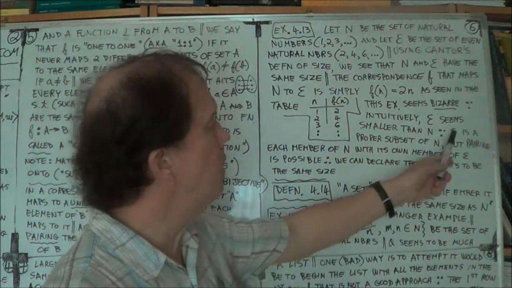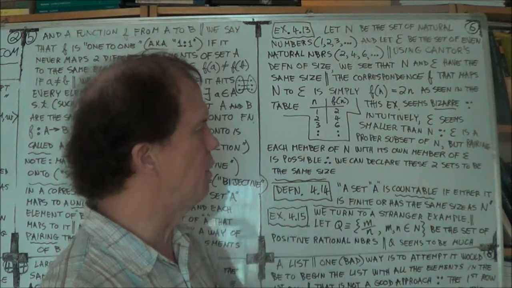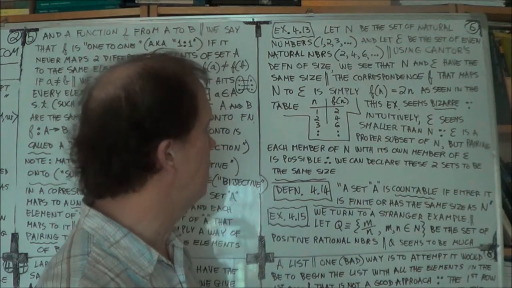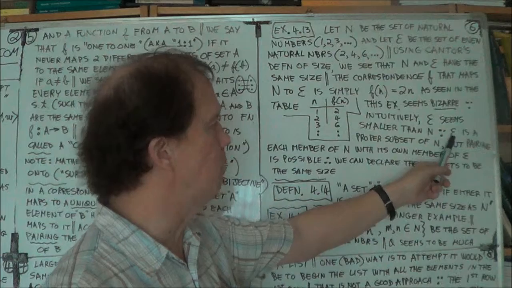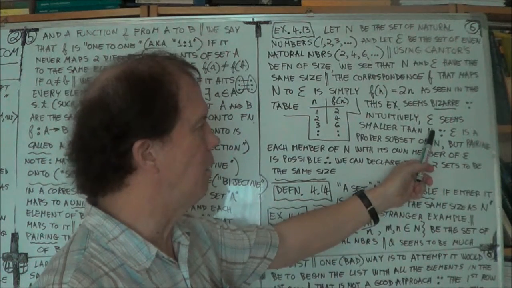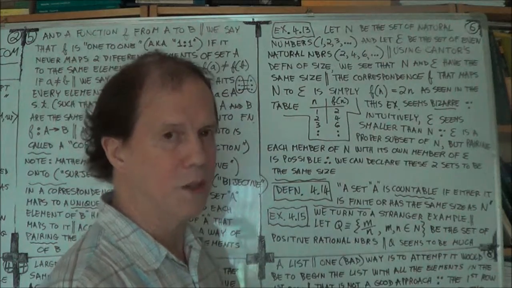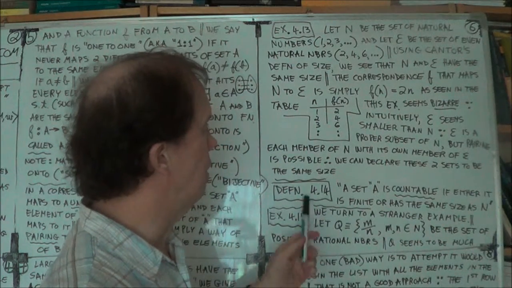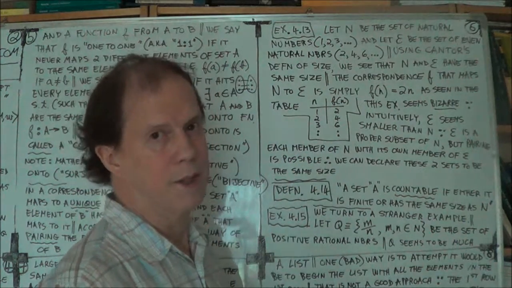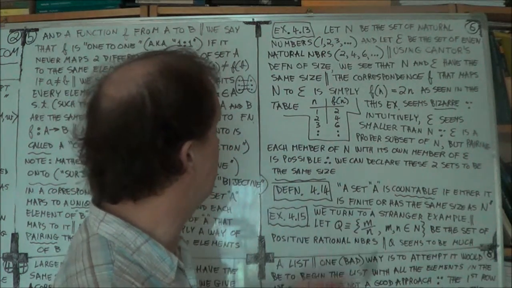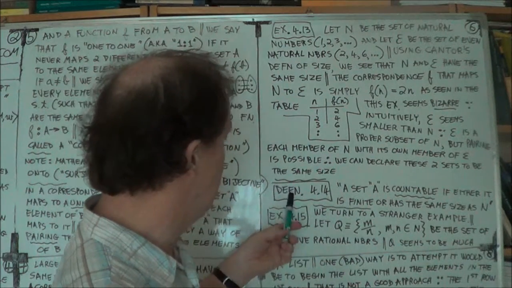So, even though capital epsilon is a proper subset of the natural numbers, since you can pair each member of this off with a member of N, it's a one-to-one onto. It's a bijection. Because you can do that, according to Cantor's definition, these two sets have the same size, right? So there's an example.